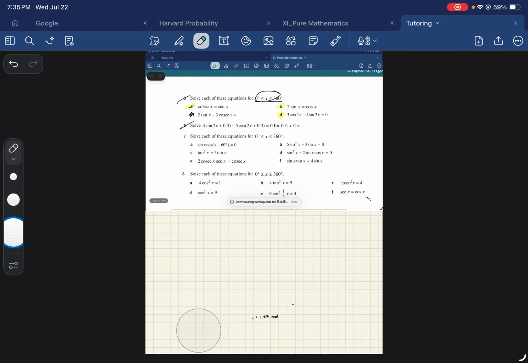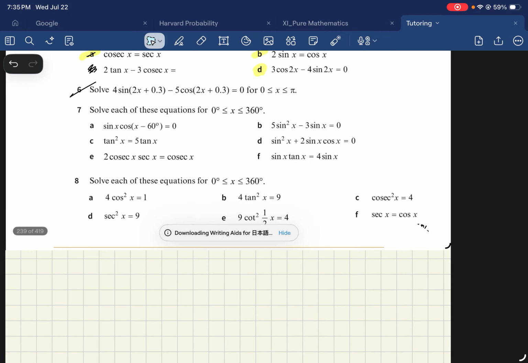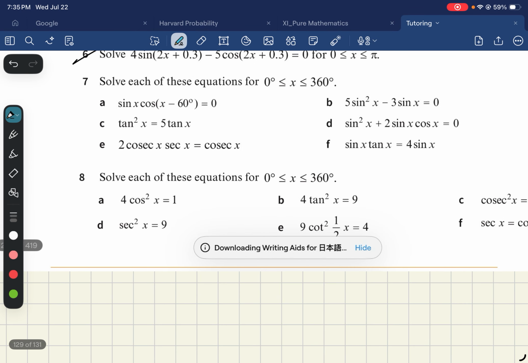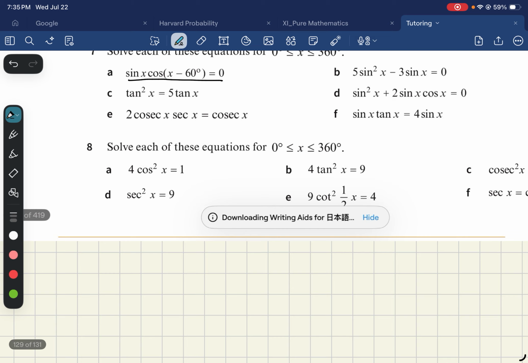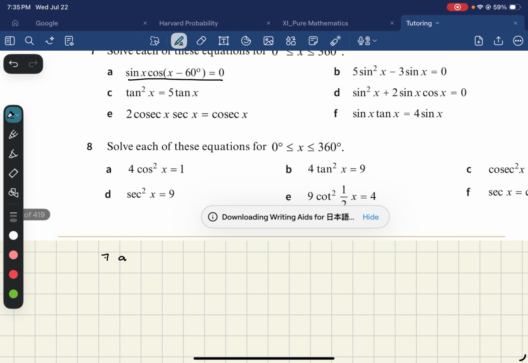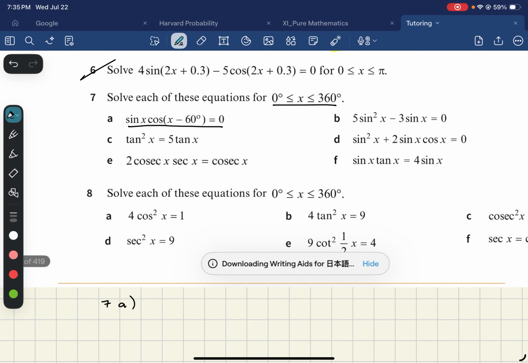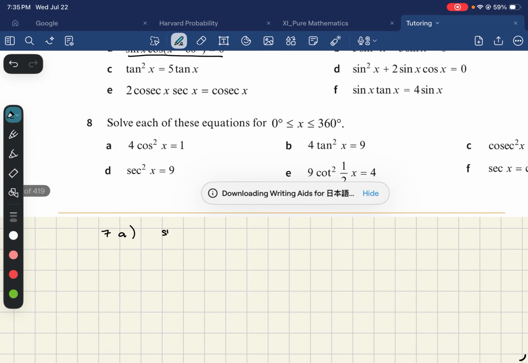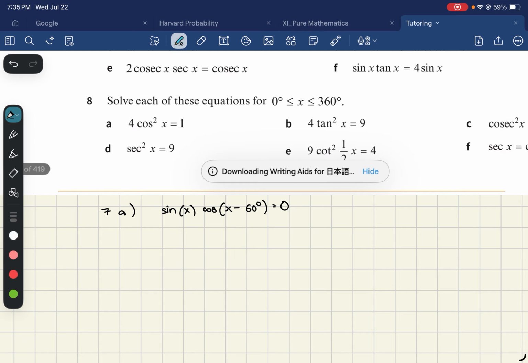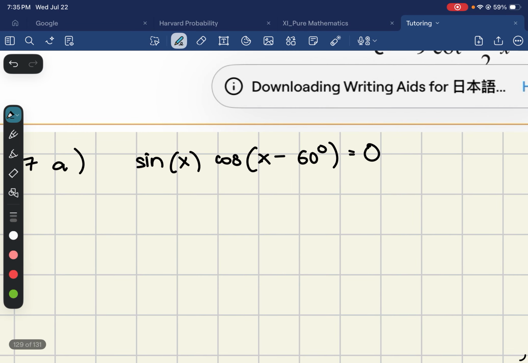So now, unfortunately, we can't do all the questions here. So I'm gonna pick some of the ones that I feel are tricky, and we're gonna go ahead and solve them. All right, so we have 7a. And we are solving for in degrees, so just set your calculator in degree mode. And yeah, so we're working 7e says sine x times cos of x minus 60 degrees is equal to 0. So now, the product of two things is equal to 0.